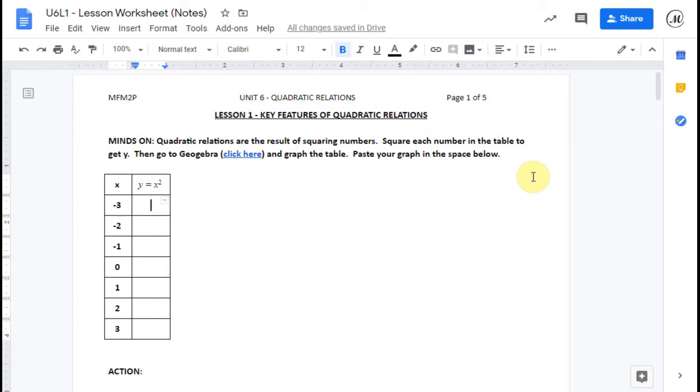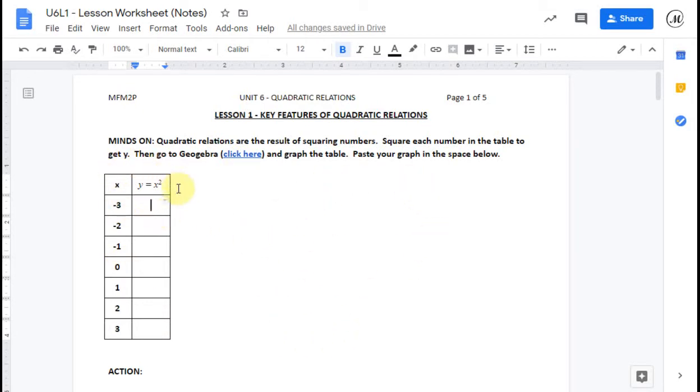Our next topic is quadratic relations. These graphs have certain key features that are unique, different to what linear relations have. For the minds on, the first thing I'm going to have you do is take this table of values using this quadratic relation listed right here, calculate the y values, and then go to GeoGebra and plot the points and put the graph here in this space.